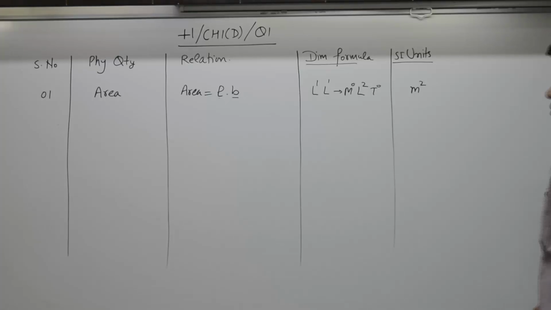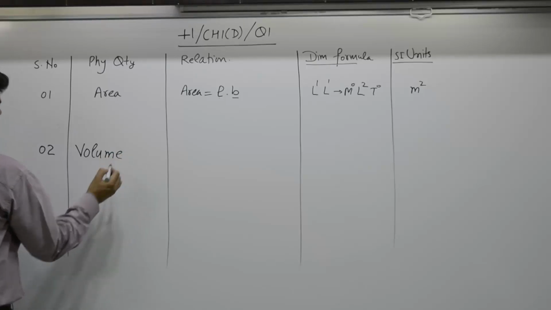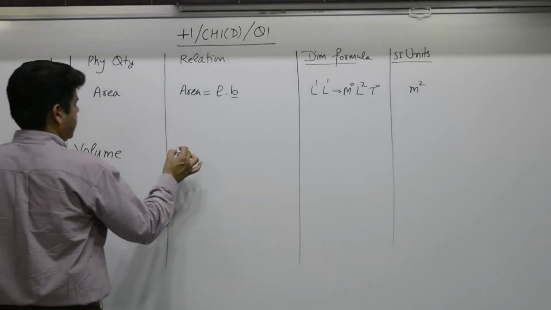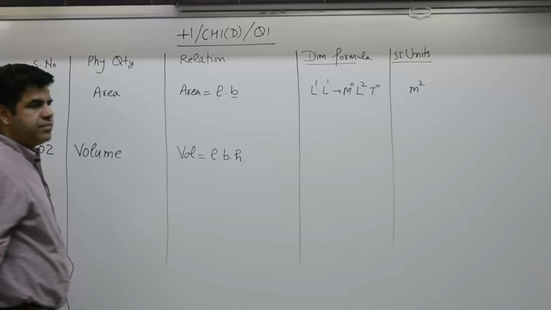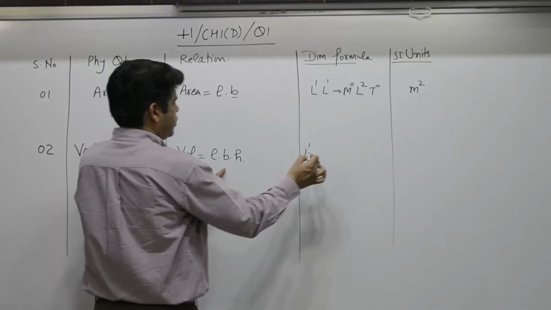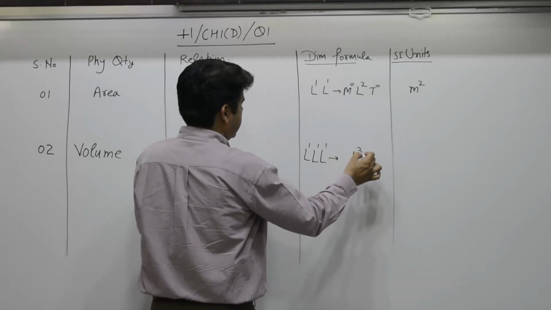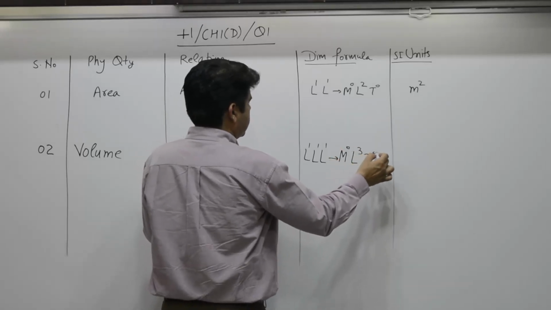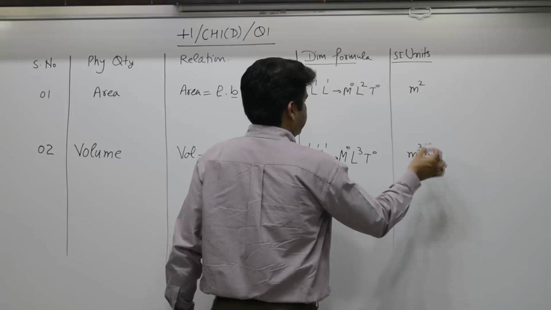Next physical quantity is what? Volume. Volume is equal to what? Formula, length, breadth, height. So L is power 1, breadth is also length, power 1, height is also 1, 1. So L cube. Mass is not there, time is not there. M0, L cube, T0. Length is what? Meter, meter cube.